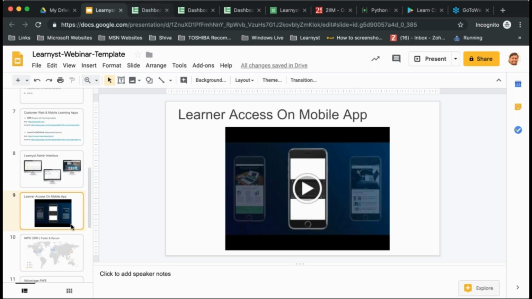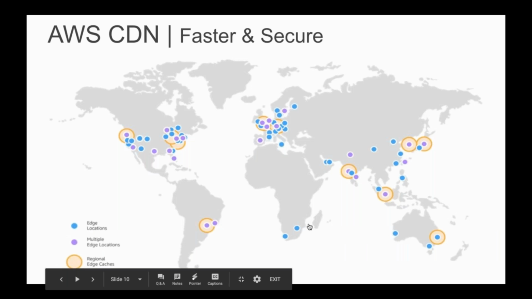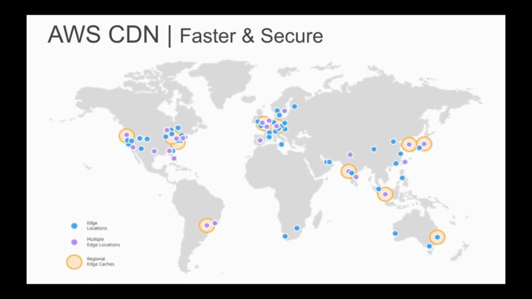So yeah, I just quickly wanted to touch upon the Amazon services as well. We are using Amazon services, and it has a real advantage for you. Because we use the CDN features of Amazon, which is the CloudFront network, which is much faster and secure, it helps your learners to get very fast access to the content.